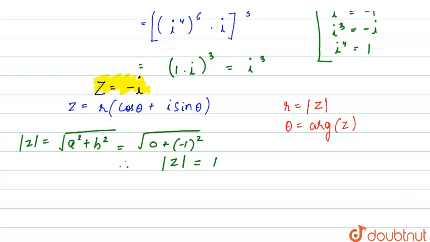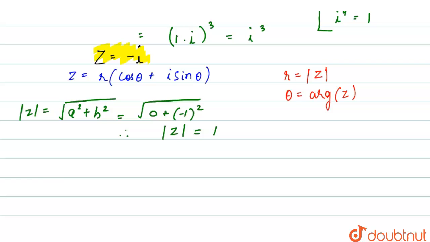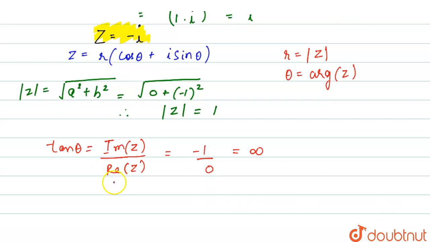Now for finding the argument, we know that tan theta, theta being the argument, is the imaginary part of z upon the real part of z. So in this form the imaginary part is minus 1 and the real part is 0. So tan theta will become infinite. Tan theta is infinite when theta is equal to pi by 2. So we have theta equals pi by 2.